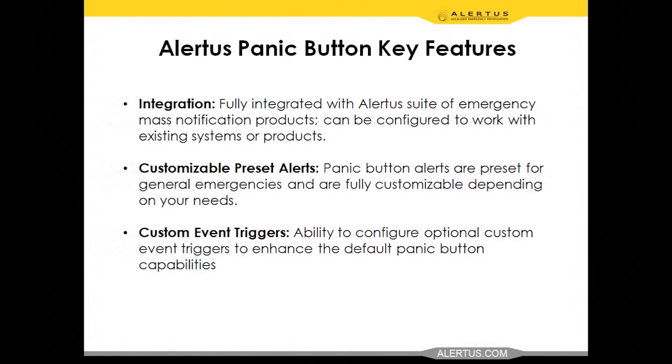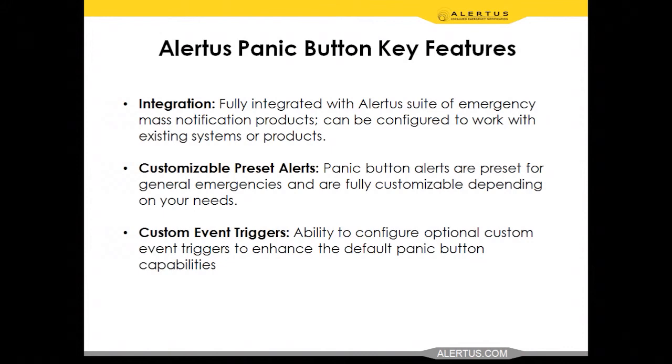The next one is customizable preset alerts. This allows you to customize the alert that goes out for the panic button. So if you put a panic button in a chemical lab where you store chemicals, you can have that be a chemical spill. So whoever runs up to push that becomes a chemical spill activation. If it's at a front desk, it could be an intruder lockdown, or just a simple general lockdown, where the security officer knows that if there's an issue, they need to put the building into lockdown, just push that button, and it immediately goes into lockdown.